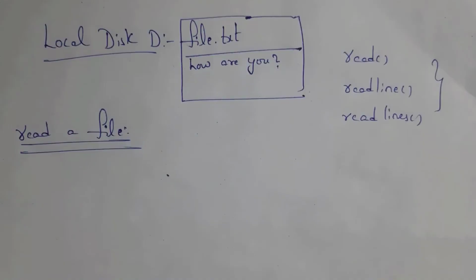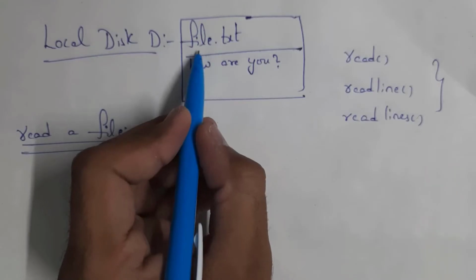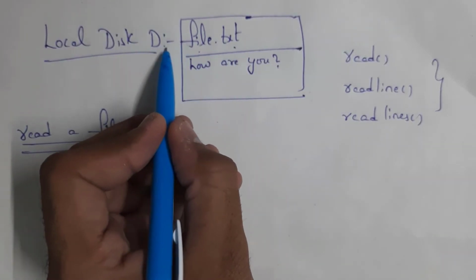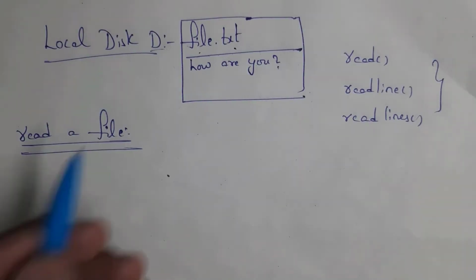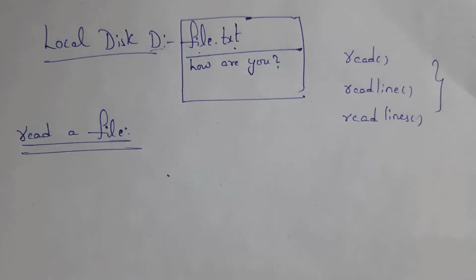How are you. Next I will explain how to read a file. For example, my file name is file.txt which is present in local disk D and this file contains text, that is how are you. Now I want to print how are you on my output screen. Reading a file is nothing but whatever the data that is present in my text file, I need to print those data on my output screen.